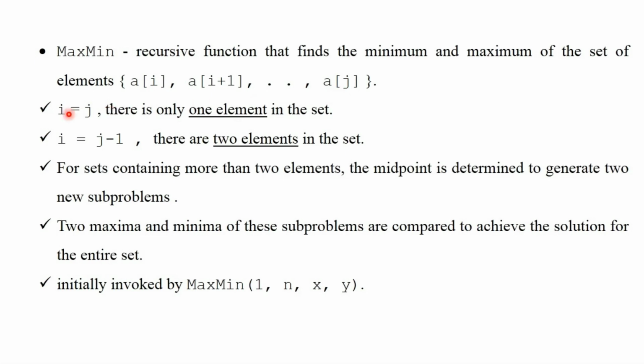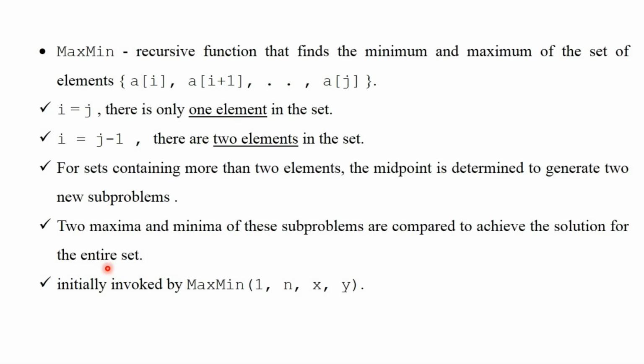So we should identify what the small problems are. When i and j are equal, we know that there is only one element in the set. Whereas if the value of i is 1 less than the value of j, that is i is equal to j minus 1, then we know that the number of elements is only 2. For sets containing more than 2 elements, we need to subdivide the problem into subproblems. The maximum and minimum values of these subproblems are obtained, and we need to compare them in order to obtain the maximum and minimum values for the original problem.